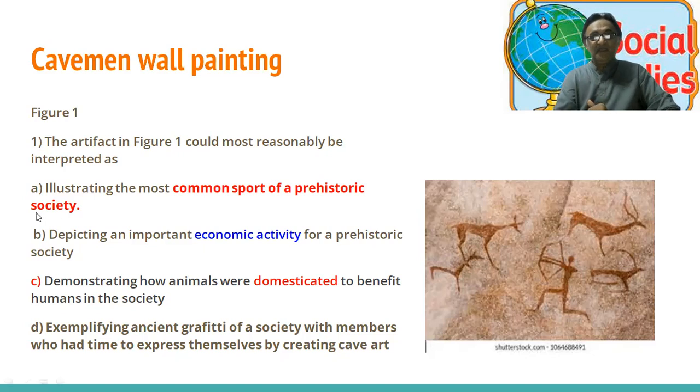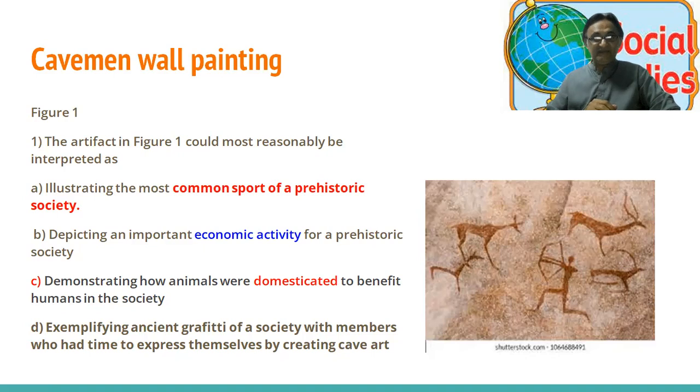But in your test paper, in your answer sheet, they have given this answer, B, depicting an important economic activity for a prehistoric term. So the first option is incorrect. So the given answer in your study guide is incorrect. So you can check this out and be careful for that.